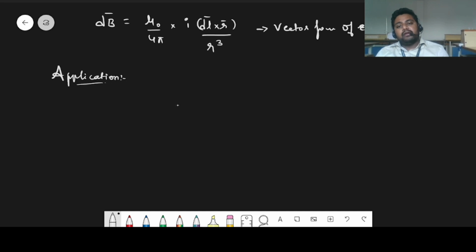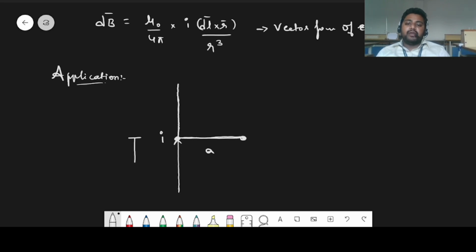Let's say I am taking a current carrying conductor of length L at a distance, let's say, A. At a distance A, I want you to find the magnetic field intensity due to this entire wire. Since it is a continuous wire, I am taking some dl length, let's say at a distance x, I am choosing a small length dl.